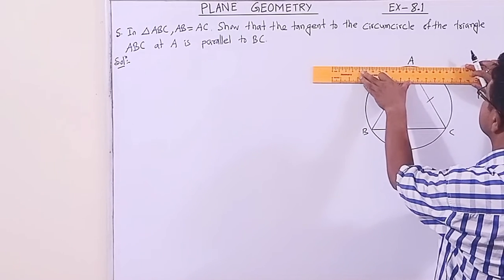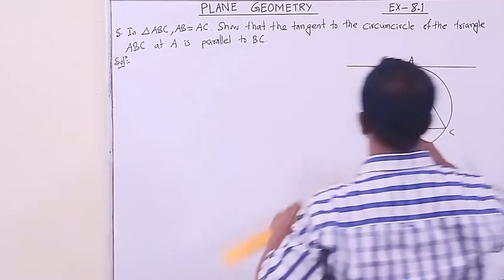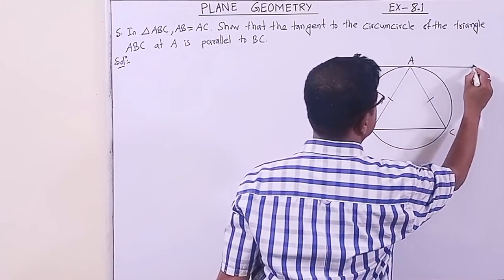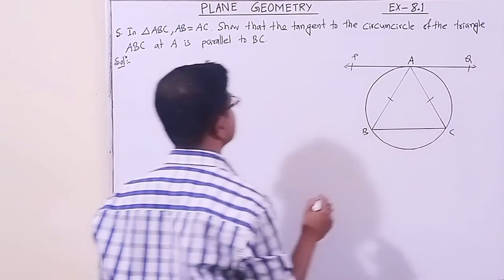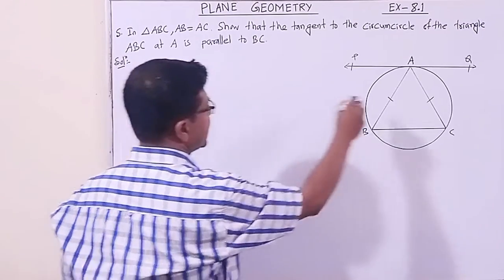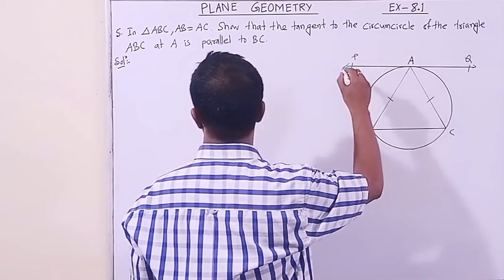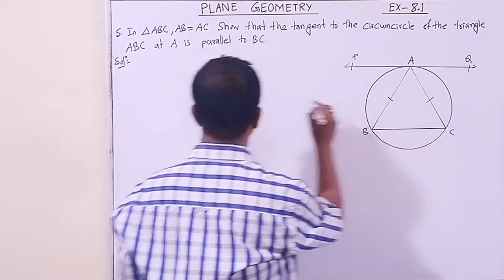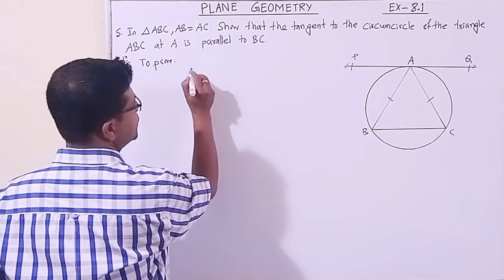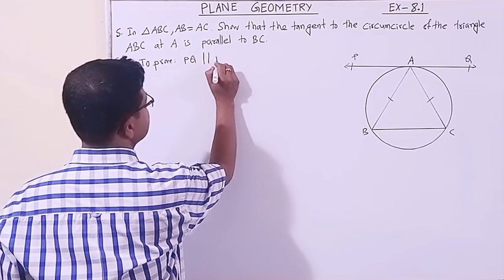This should be parallel, they have said. Let us draw it. Suppose this is P and here we mark this Q. Again let us read the question if you did not understand. In triangle ABC, show that the tangent to the circumcircle of the triangle ABC at A is parallel to BC. What we have to show? Let us write to prove. We have to prove that this tangent PQ must be parallel to BC.